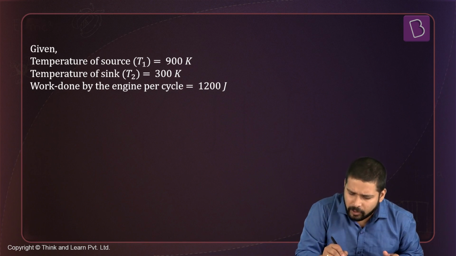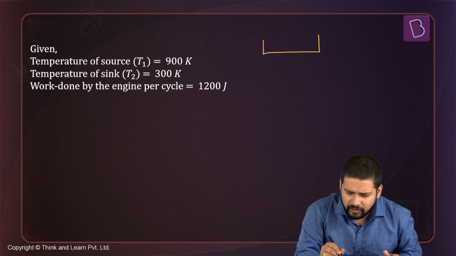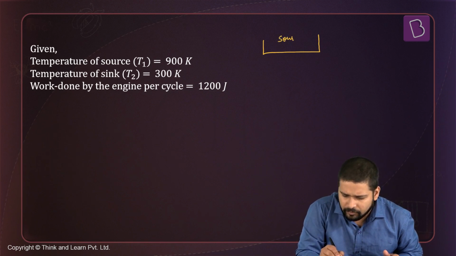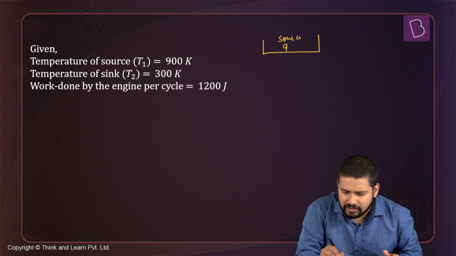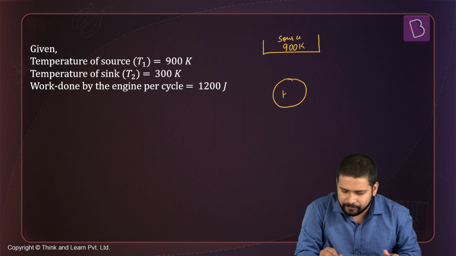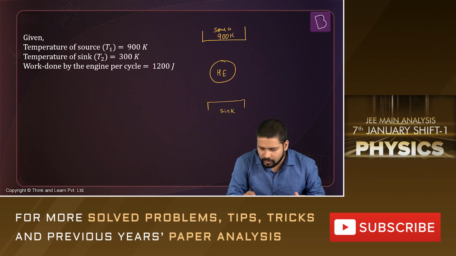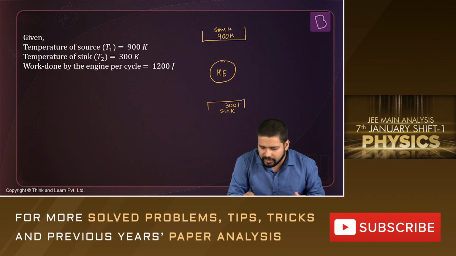So let me first draw the block diagram. The first block will be the thermal reservoir, which is the source, and the temperature is 900 Kelvin. And then you have a heat engine, and then you'll have the sink, and this temperature is 300 Kelvin.